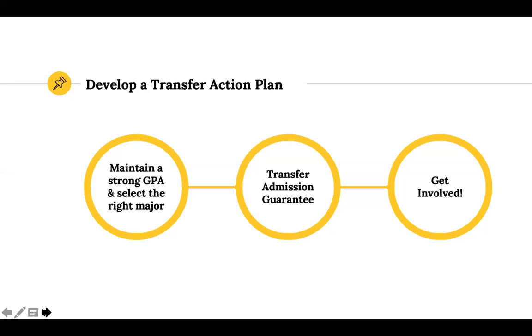So the UCs have the UC TAG, the UC Transfer Admission Guarantee Program. The Cal States have the CSU ADTs, Associate's Degree for Transfer. And then many private schools also have some sort of agreement to guarantee your admission into the universities. So make sure to explore those. The Transfer Center offers workshops on that as well, so check those out because you want to have your backup plans as well.